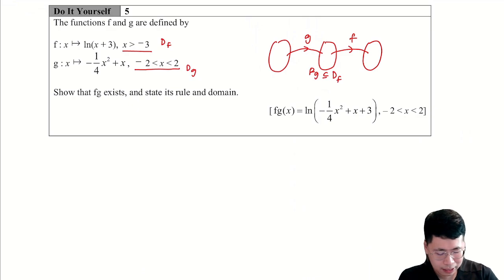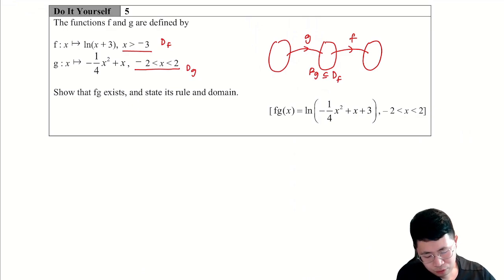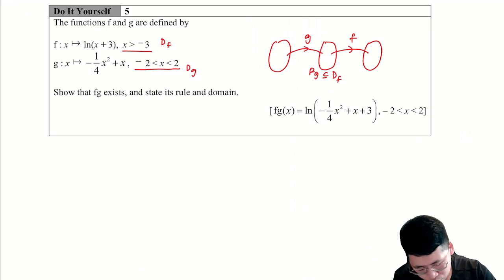Okay, so how do we find this range and domain? We'll do a quick sketch on one side. So first, we have f(x) is ln x plus 3, right? So very quickly, you just sketch something like this.